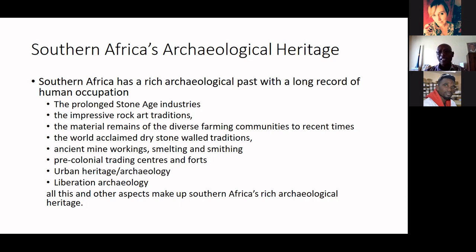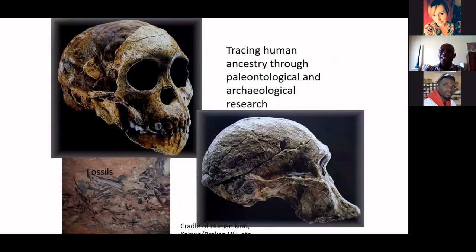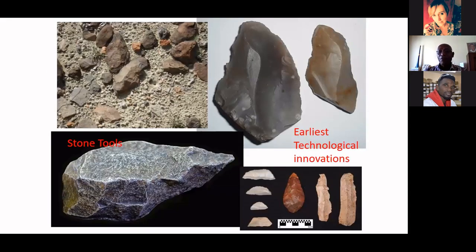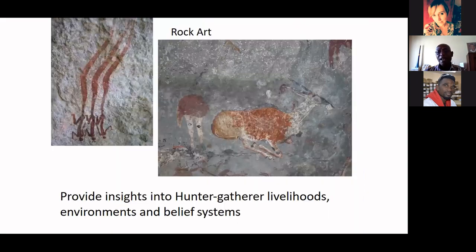So the wealth is there. The wealth is indeed there. So just a quick run, looking at human ancestry, paleontological and archaeological research. You can reflect on the cradle of humankind. You can focus on Broken Hill and Kabwe, and many such sites that tell us about our deep past.